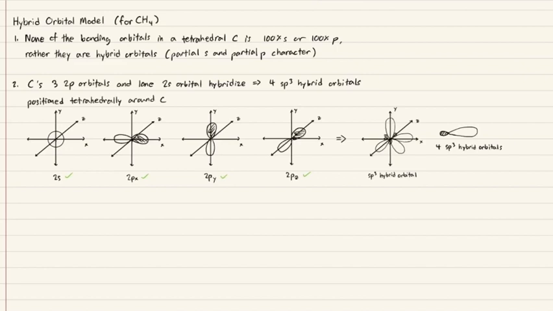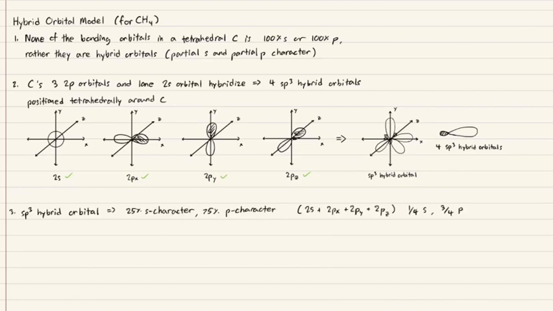Carbon's three 2p orbitals and lone 2s orbital hybridize, or blend together, to create four sp3 orbitals, which are positioned tetrahedrally around the carbon atom. Each of these four sp3 hybrid orbitals has 25% s character and 75% p character. In the case of methane, CH4, each of the sp3 hybrid orbitals overlaps with a 1s orbital from hydrogen to form the four C-H sigma bonds.